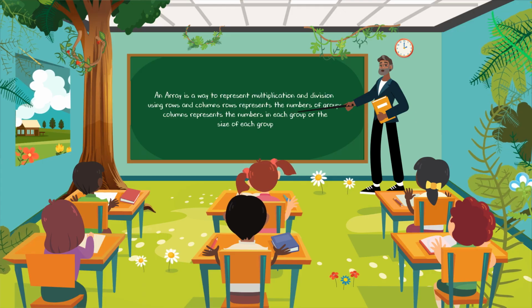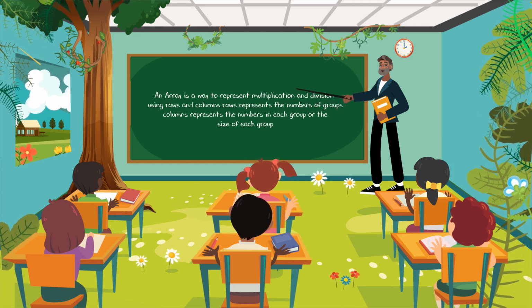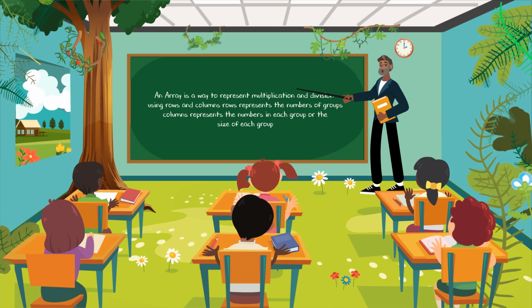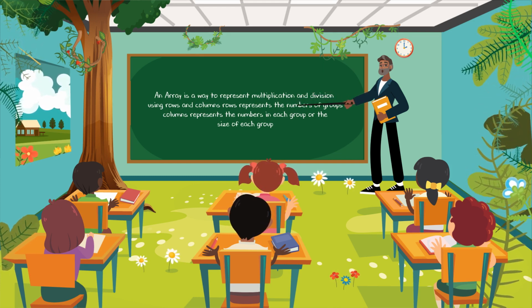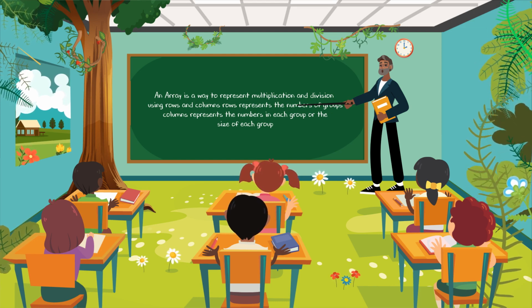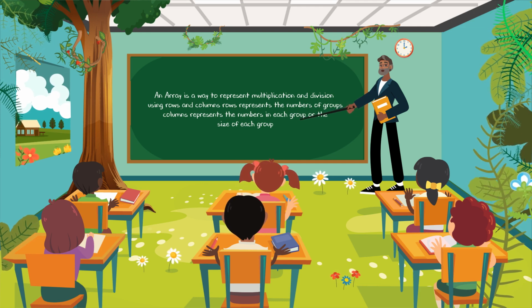Now, vocabulary. An array. An array is a way to represent multiplication and division using rows and columns. Rows represent the number of groups. Columns represent the number in each group or the size of each group.